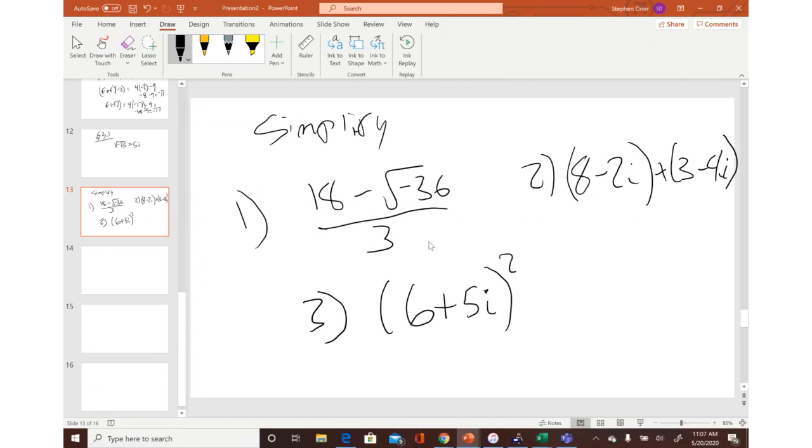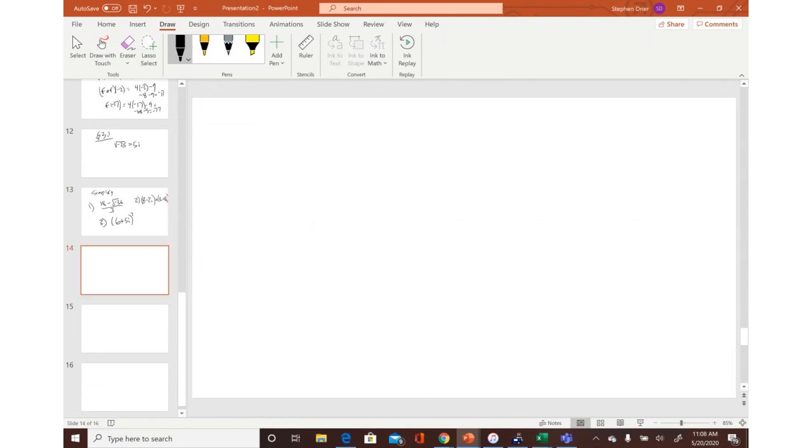You think you got them for real? Yeah, I think so. All right. What you got? So for the first one, I got 6 minus 2i. For number 1, you got 6 minus 2i. For number 2, what'd you get? 11 minus 6i. 11 minus 6i. Number 3? And then I got 11 plus 60i.